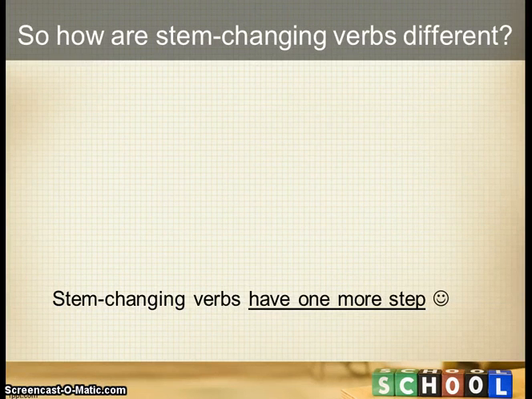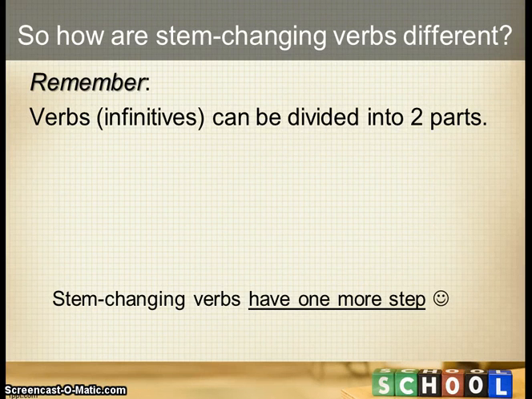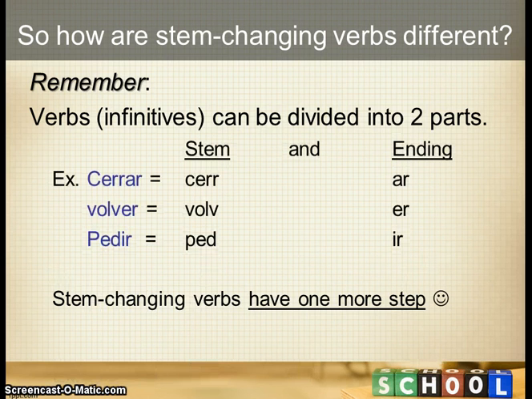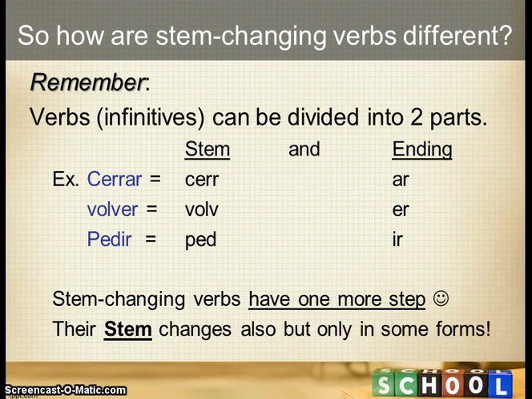So how are stem changing verbs different? Well, stem changing verbs have one more step involved. Remember that the verbs or the infinitives can be divided into two parts like we just talked about. We have the stem and the ending, and we're going to look at three different verbs because these would be categorized as stem changing verbs. We're going to look at an AR verb, ER, and IR verb again. So we'll look at cerrar, volver, and pedir. Again, they have one more step, and their stem changes, but only in some forms.